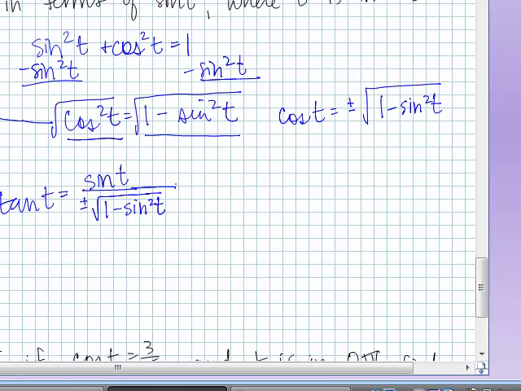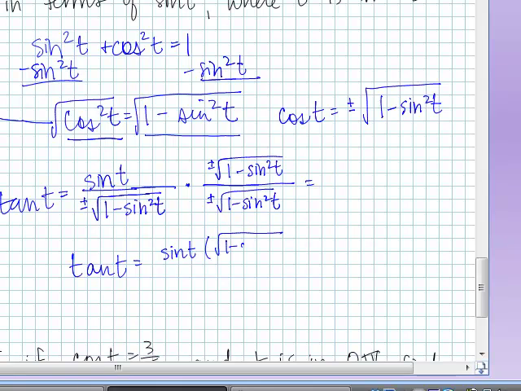Now, you'll see that we've got a radical in our denominator. We obviously can't keep that, so we have to rationalize our denominator. So we need to multiply by plus or minus the square root of 1 minus sine squared t on both the numerator and denominator. And so you end up with tangent t equals sine t times the square root of 1 minus sine squared t over 1 minus sine squared t. And this is plus or minus.